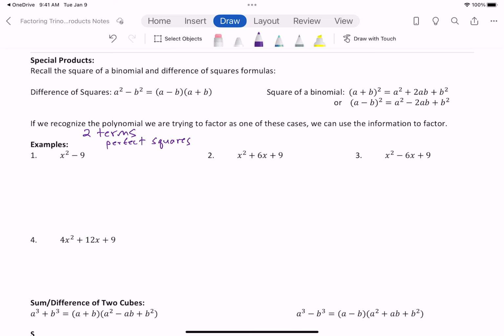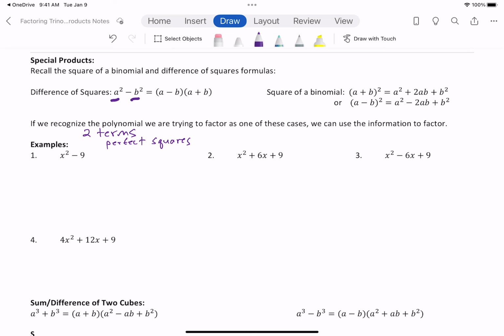And of course, from the name difference of squares, it does have to be a subtraction. There is no factorization for sum of squares. Okay? So if you look back at the generalization, a squared minus b squared is equal to a minus b, a plus b.